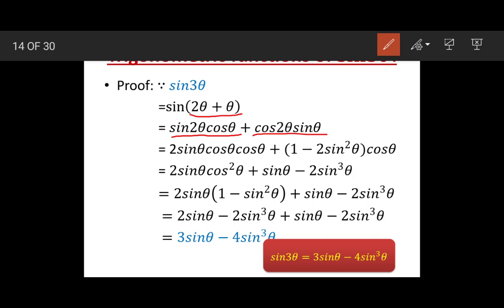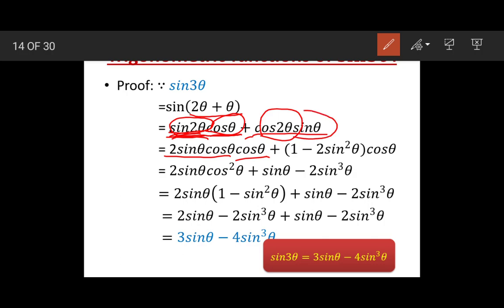Okay, now this sin 2 theta, we had already seen the formula for sin 2 theta, right? Multiple angle formula. So this sin 2 theta will be 2 sin theta into cos theta, into this cos theta. This cos theta will be as it is, no change. So we are applying sin 2 theta formula. Now plus cos 2 theta.